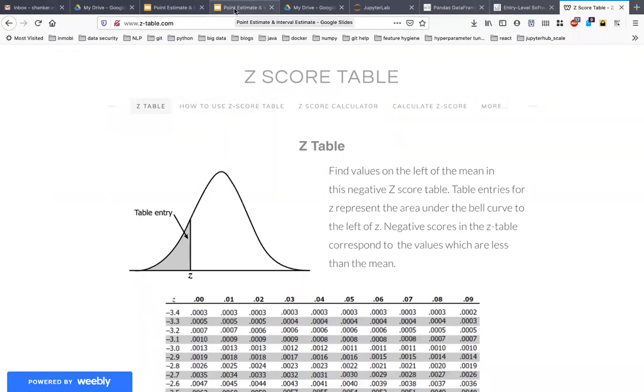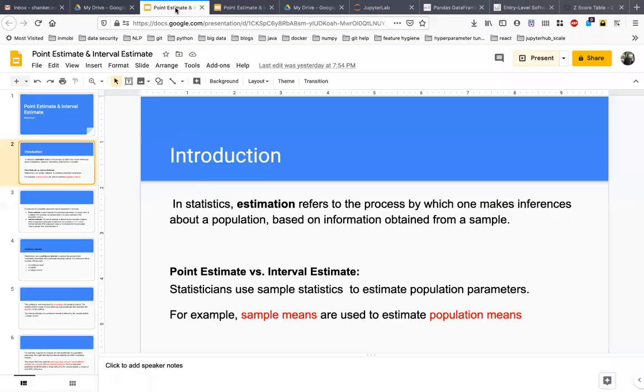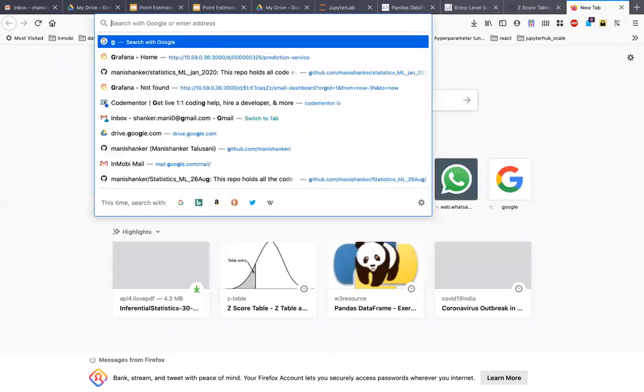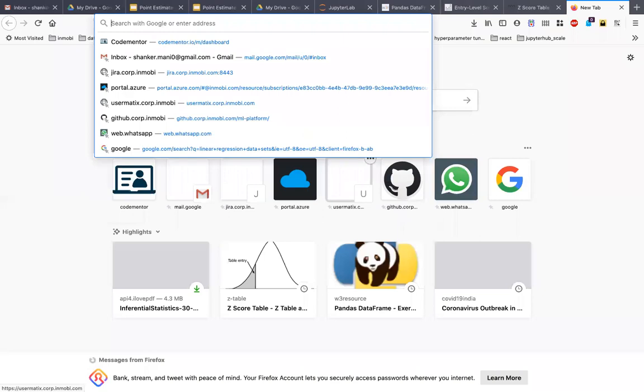Mani, I have one general question. I have reinstalled the Anaconda in my system, but I'm unable to launch Jupyter through Anaconda Navigator. It keeps on looping.